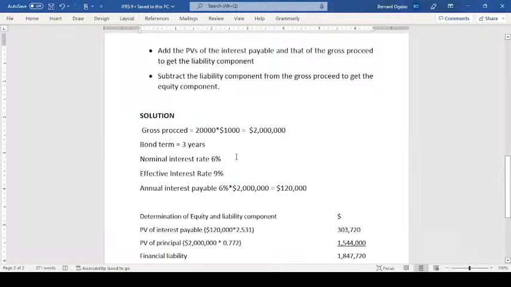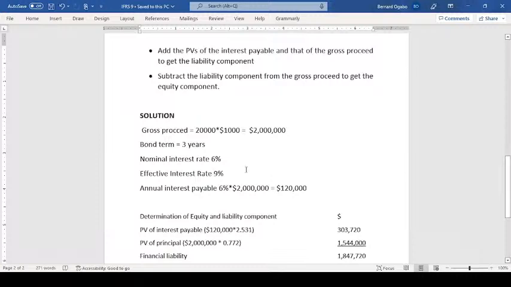This is the interest that the company issuing the bond, Global Bank in this case, for instance, will be paying to the bondholders. And number 3, determine the effective interest rate. We use the effective interest rate for amortization. In the subsequent videos following this, we're going to explain more what the effective interest rate is.